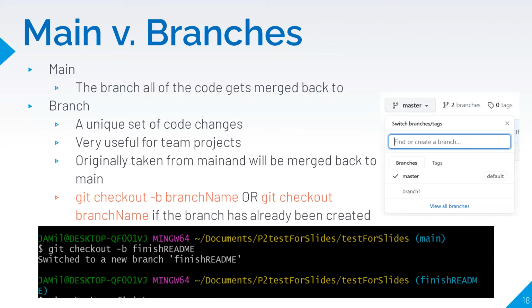So how you make a branch is you use this git checkout -b and then your branch name. Or if you already have a branch and you just want to switch to it, git checkout and then whatever your branch name is. So I wanted to create a new branch called finish readme because that was the feature that I was going to add. So I said git checkout -b finish readme, and I can see that I went from main to finish readme. So I'm on my new branch. So that is pretty awesome.